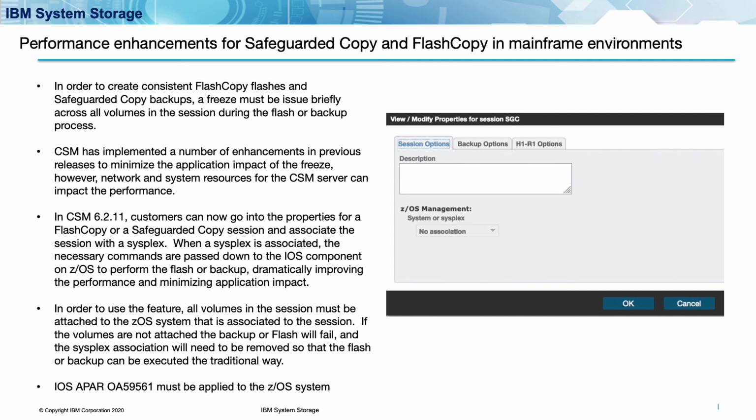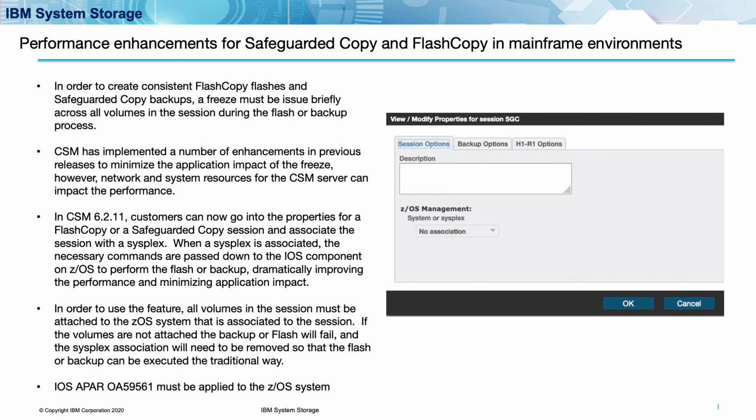Another thing, you will need the IOS APAR OA59561. This is not yet available, but hopefully first quarter 2021 it will be GA'd and available out there for you to use. So it's there very shortly, and the 6.2.11 version of CSM does support it. Again, if you don't have all the volumes attached or they span multiple sysplexes, you won't be able to take advantage of this.